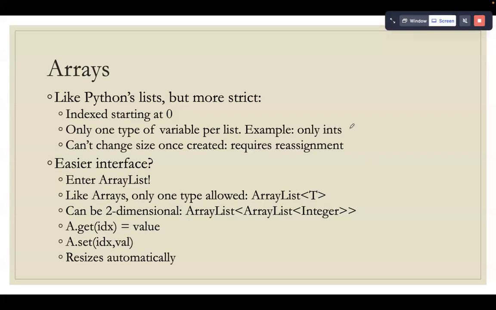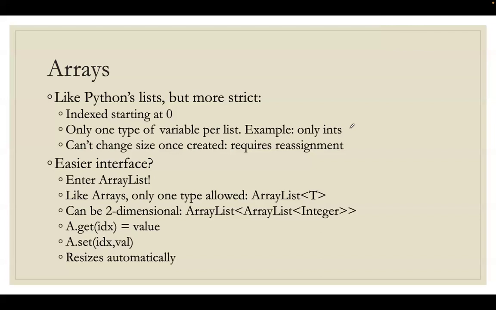The main difference is in Python, you can have a list of anything. You can have some integers, some doubles, strings, whatever. But arrays in Java only allow for one type of variable for the list. So I've got this list, it can only contain whatever I define it. If I have an array of integers, the only thing in that array has to be integers. Can't have strings, can't have doubles.